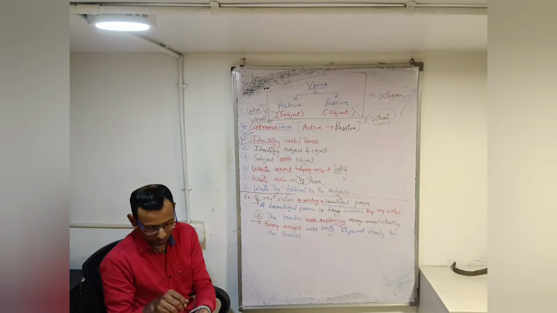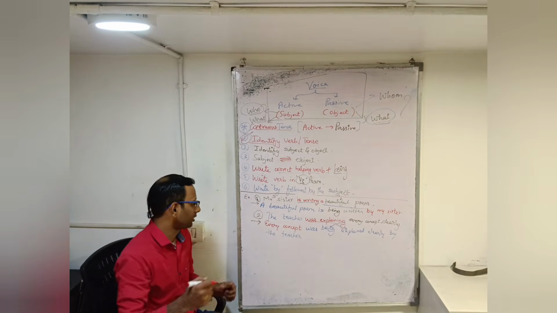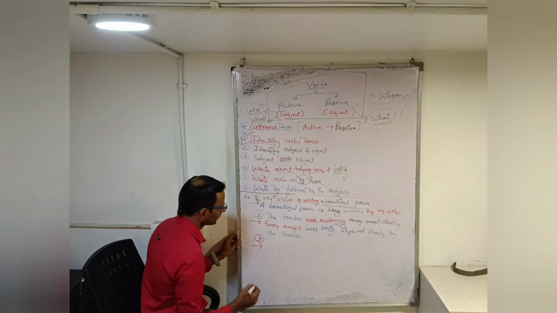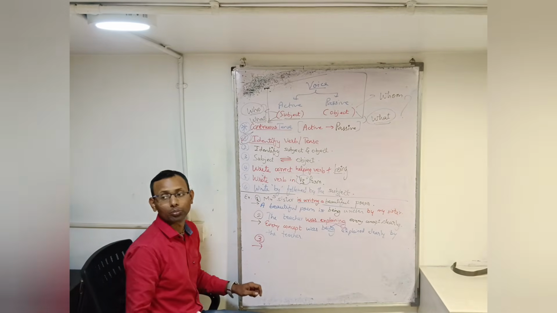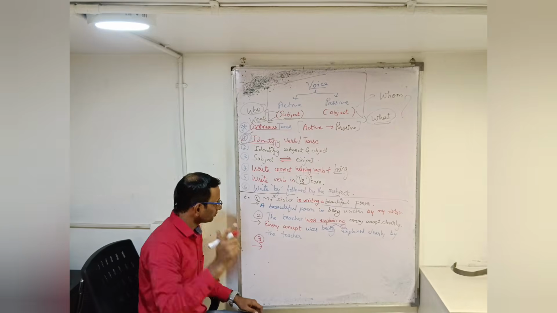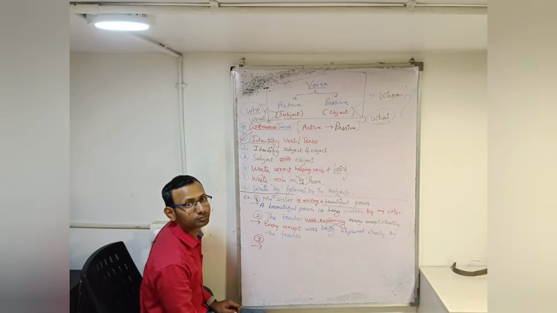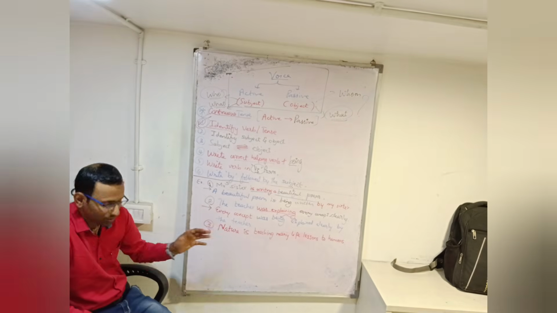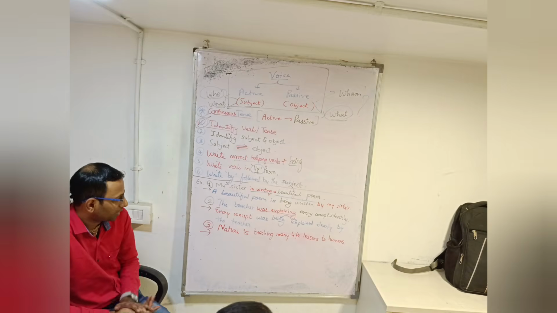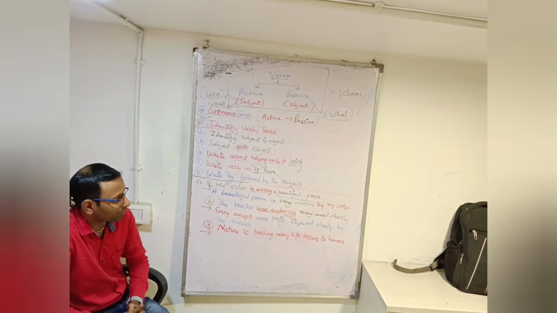Understood? Let's try this third question on your own. Quickly. Let's do the third question quickly, beta. On your own. Pause it, dear. Pause it. Try this on your own. Nature is teaching many life lessons to humans.